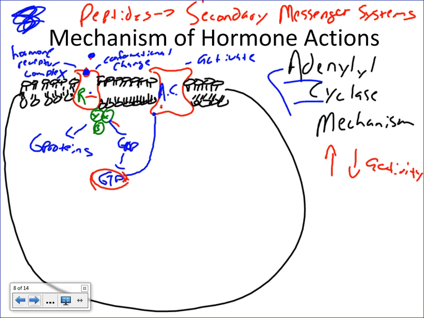Then what adenylyl cyclase is going to do is take a molecule of ATP and essentially strip off some phosphate groups. It's going to alter this and form what's called cyclic AMP.